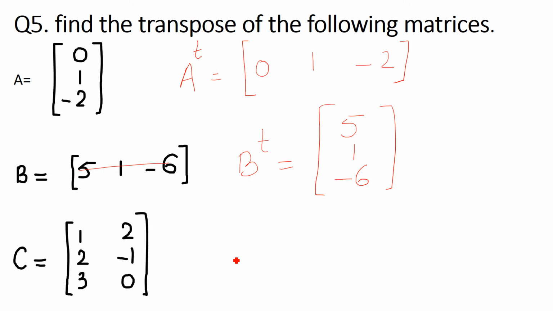This one, C. How will you write it? C transpose. See, this is one row. Make it a column. 1, 2. Second row, make it a column. 2, negative 1. Third row, 3 and 0. This is the transpose of C.